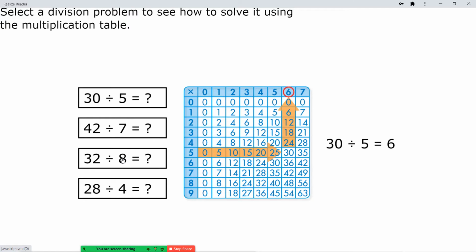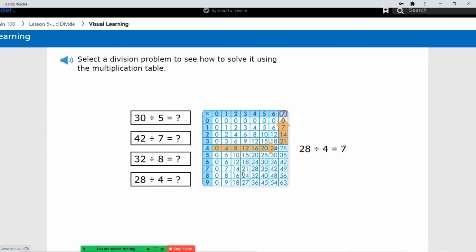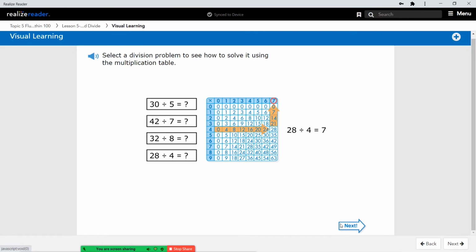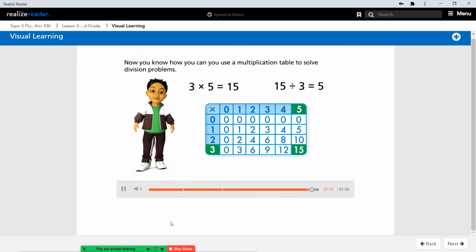We can do the same thing for 32 divided by 8. 32 divided by 8 equals 4. So you would go across the 8 row until you get to 32, and then you would look all the way to the top of that column to see what the other factor is. Same thing for 28 divided by 4. 28 divided by 4 equals 7. So we looked all the way across that 4 row until we got to 28, and then we looked up to the top of our multiplication chart to figure out what our number was. Now you know how you can use a multiplication table to solve division problems.